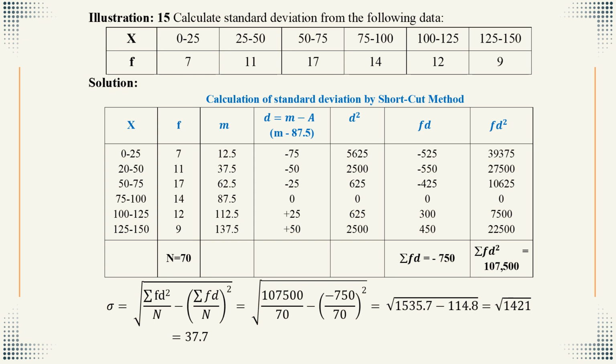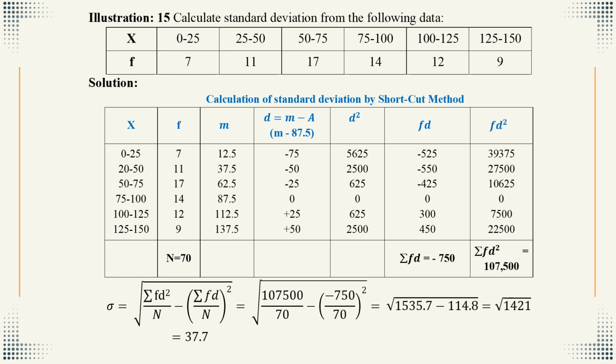Then you have to assume some value. It is better to assume a value in between, that may be 62.5 or 87.5. And 87.5 has been assumed. Then from this value, 12.5 minus 87.5 is minus 75. 37.5 minus 87.5 is minus 50. 62.5 minus 87.5 is minus 25. 87.5 minus 87.5 is 0. 112.5 minus 87.5 is 25. 137.5 minus 87.5 is 50.